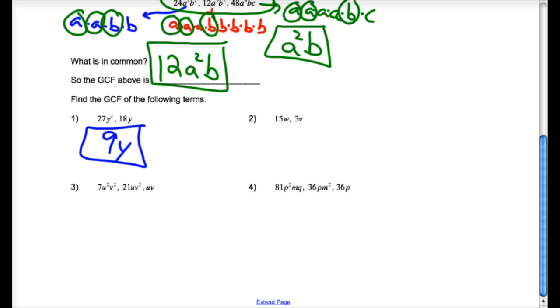All right, the next one. What's the greatest common factor on the next one? 3. How come no variables? Because there's no W in the 3 and there's no V in the 15. There's no common variable between the two. It's just 3.